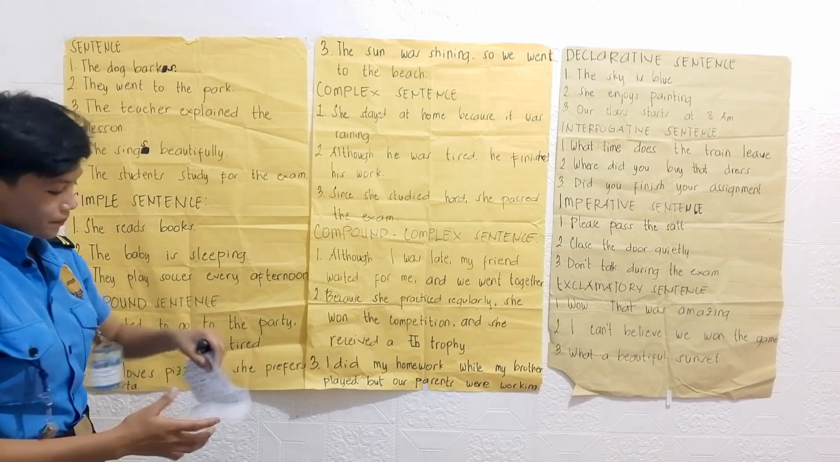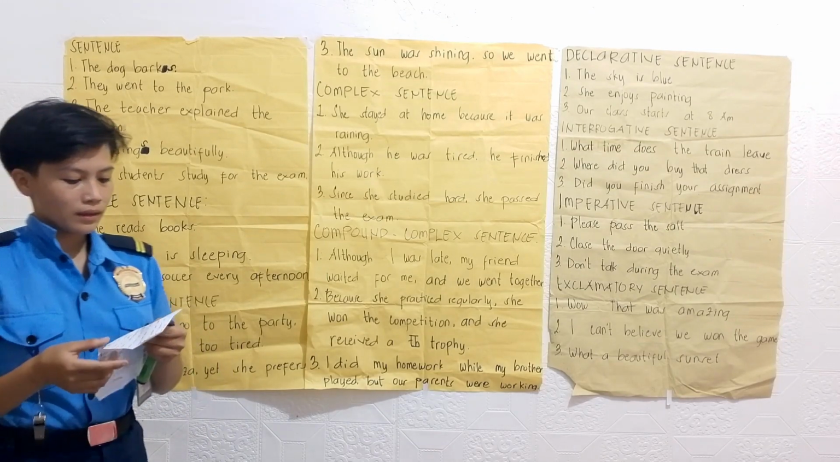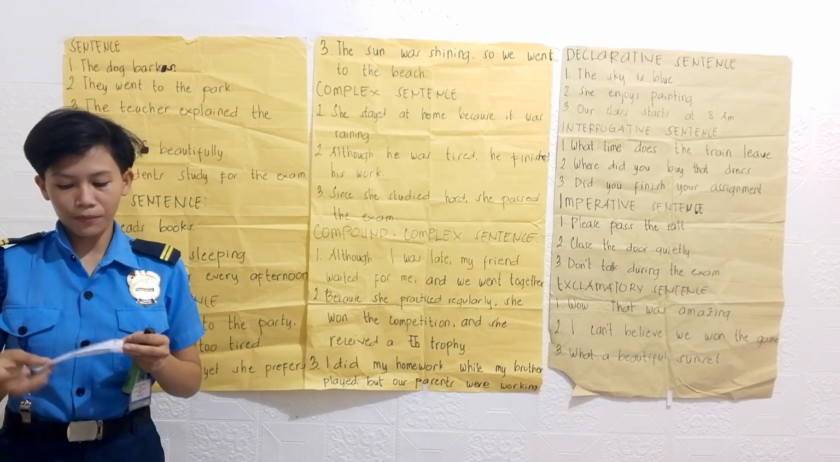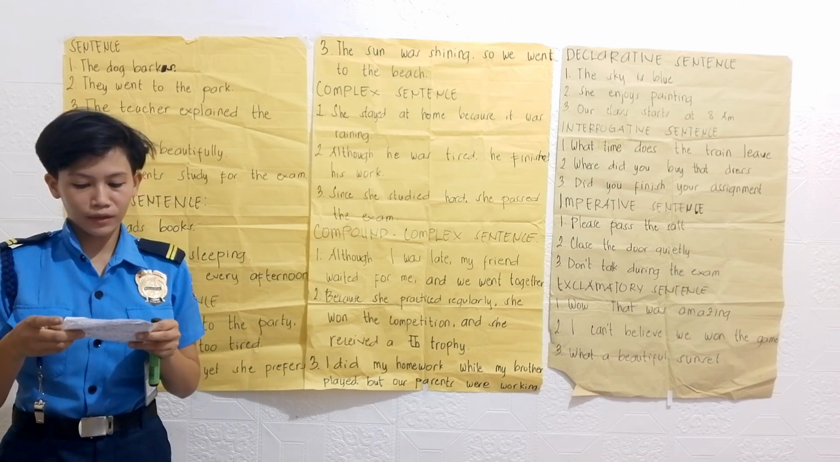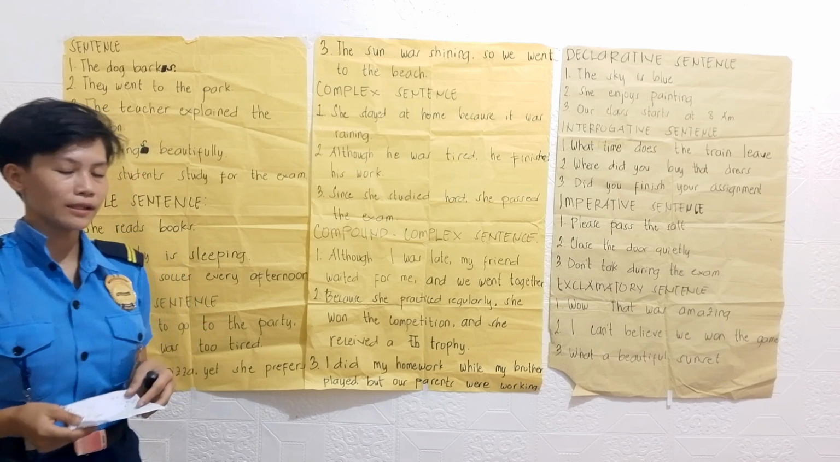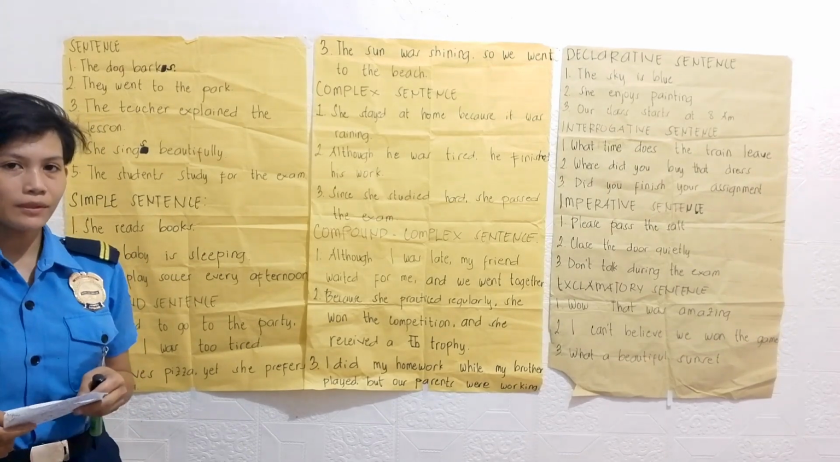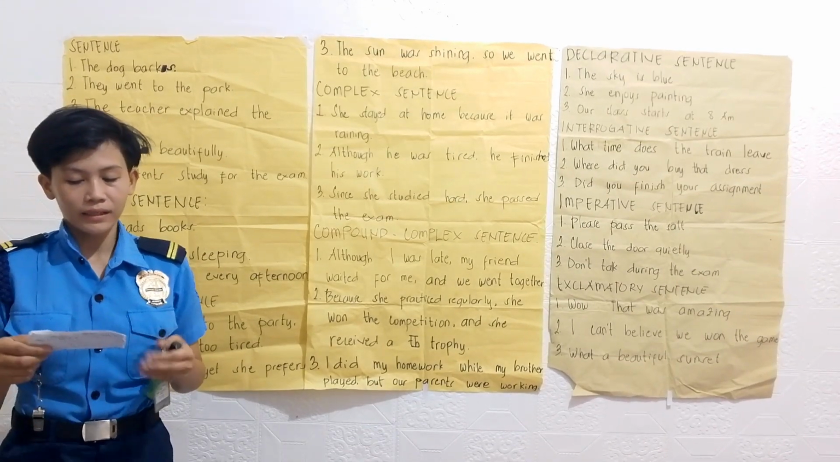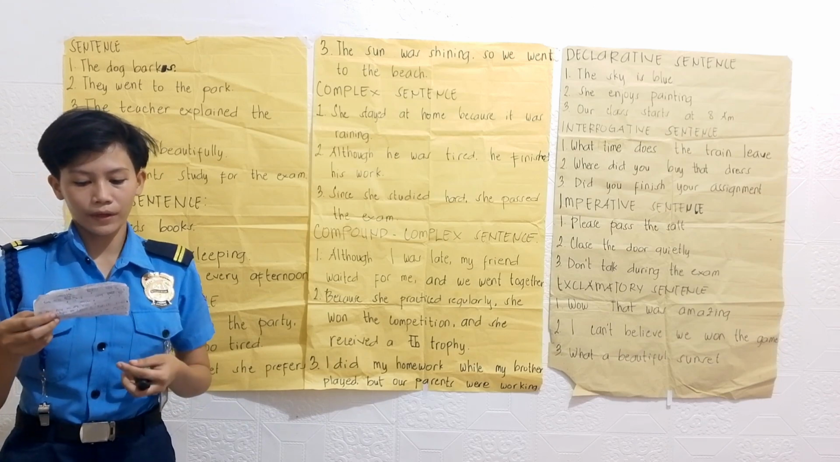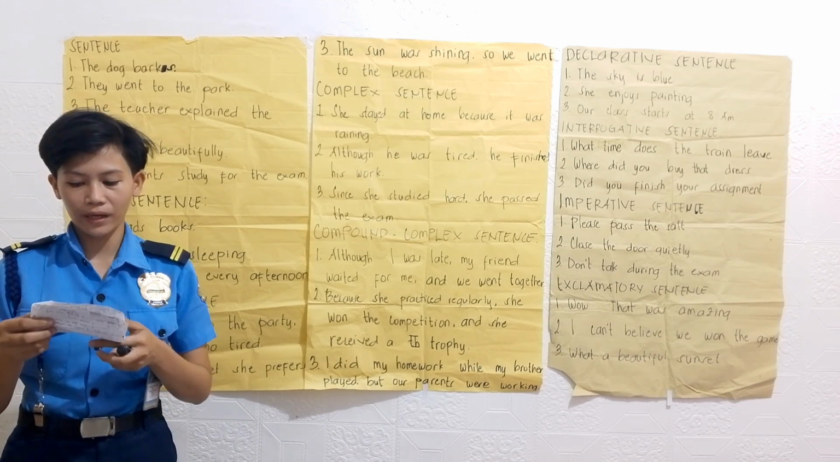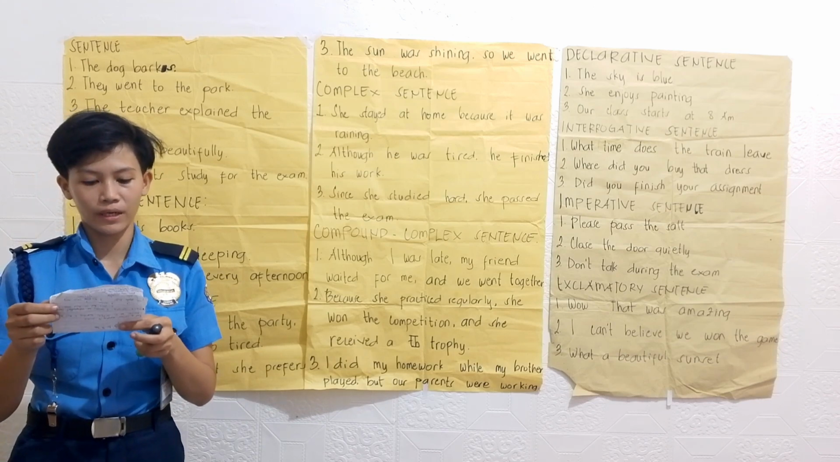So, sentence. A sentence is a group of words that expresses a complete thought. It is also a group of words that conveys a clear and complete idea. A sentence has two basic parts, which are the subject and the verb. The subject is the person, place, thing, or idea the sentence is about, while the verb is the action or state of being that the subject performs or experiences.